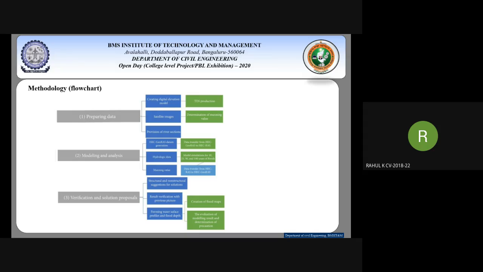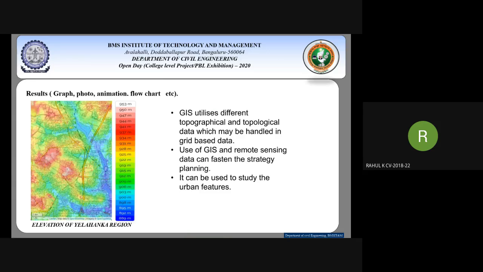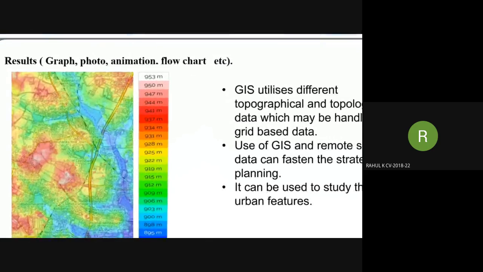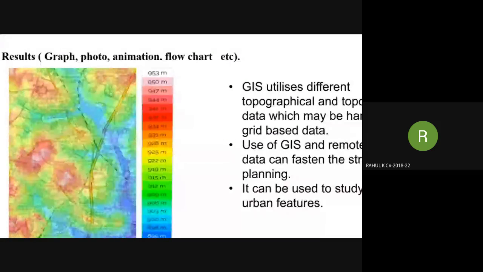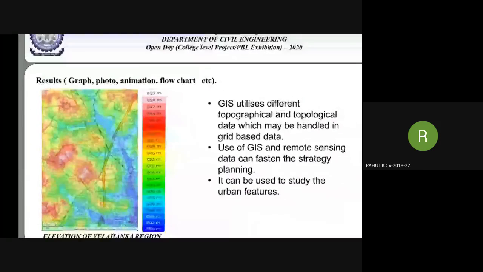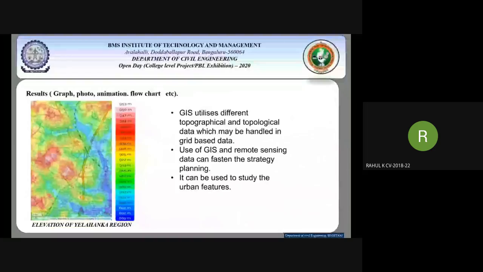As a result of this, we can see in this image the topographical elevations of this Yelahanka region. With the same method, we are going to create a 3D rendering in the future for this project. Using GIS, different topographical and topological data may be handled in a very efficient manner, and GIS and remote sensing data can also speed up strategic planning.